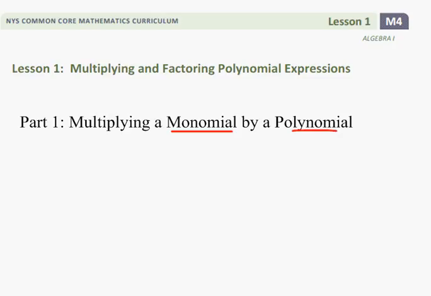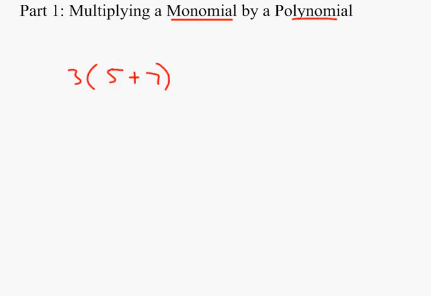A quick review. You learned about something in the past called the distributive property, and it helped you with things like this. For example, you do 3 times 5 plus 7. You have sort of two options. If you're going to use order of operations, you would add 5 plus 7 first. You'd have 3 times 12, and then 3 times 12 is 36. So that's one way to do it.